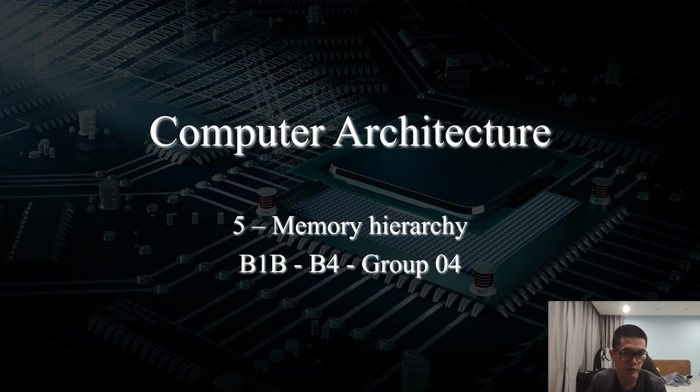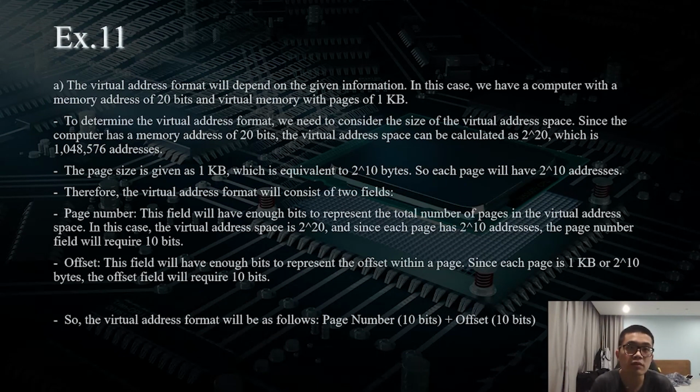Okay, hello everyone. My name is Nguyễn Quang Minh. I'm a member from group 4 from class B4. My student ID is 13PI13299. So today I'm going to talk about the exercises of chapter 5, memory hierarchy. I'm going to do exercises 11, 12 and 13.